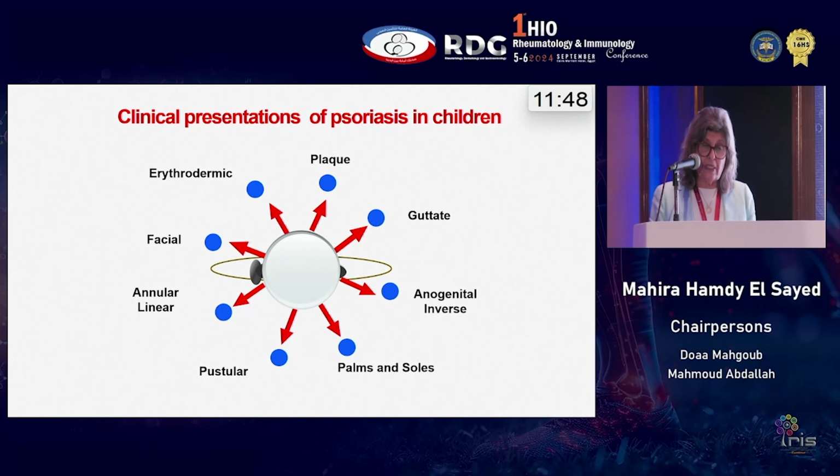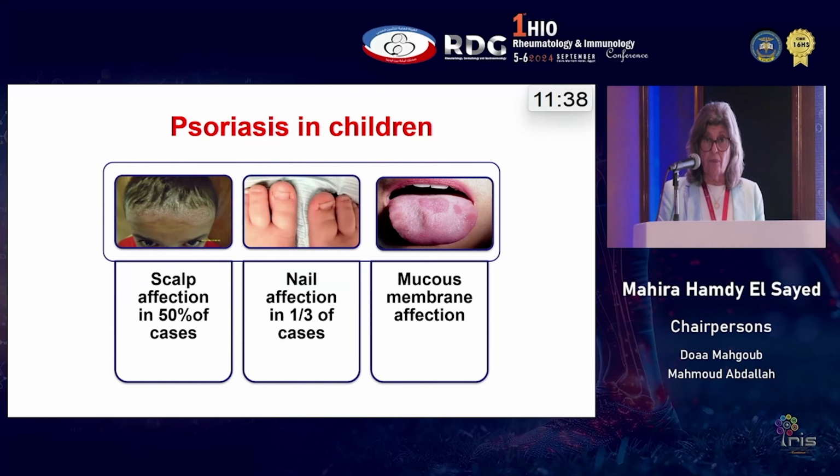Those are the clinical presentations of psoriasis in children. We have plaque, erythrodermic, guttate, inverse psoriasis, palms and soles, pustular, annular, linear. All those can be affected.